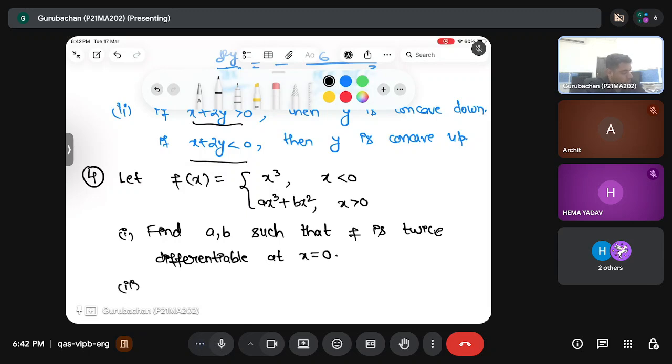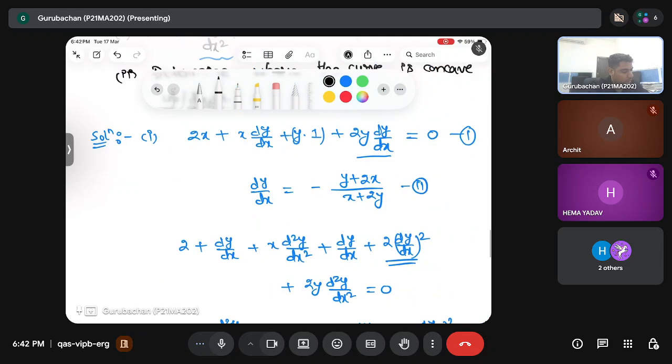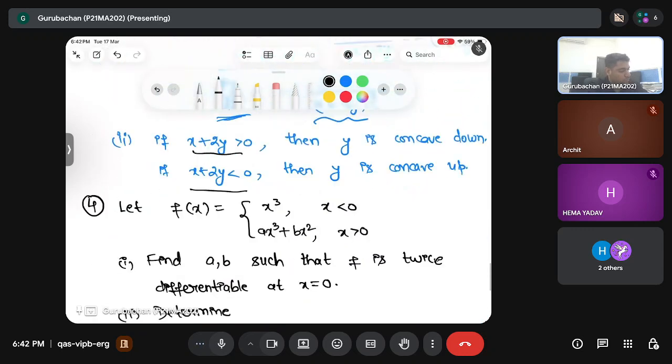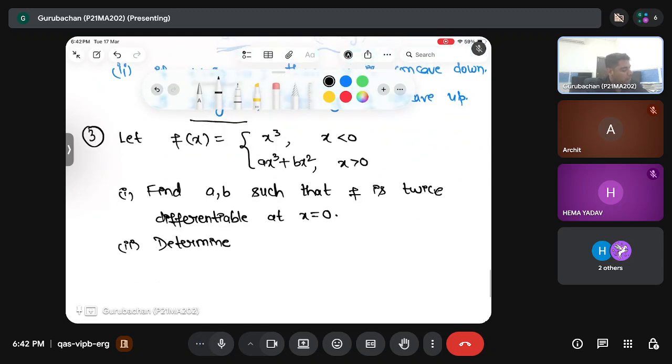Second one is, determine, so I think we have done only two questions, so it will be question number 3, changing the numbering. So determine whether x equal to 0 is an inflection point or not. It has been directly asked.